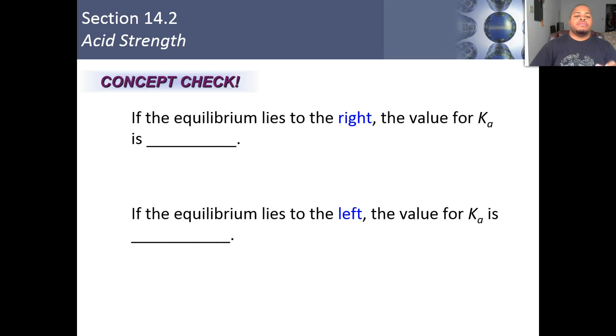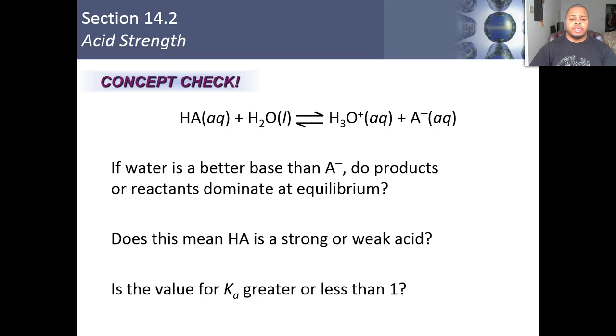Now, concept check. If the equilibrium lies to the right, the value of Ka is going to be what? Well, just like we did with equilibrium, if it's lying far to the right towards the products, that means it has to be greater than 1. It's going to be large. Whereas if it falls to the left, that means it's going to be small, or less than 1. Same concepts bridging between equilibrium and acid-base. We're going to see a lot of comparisons between that.